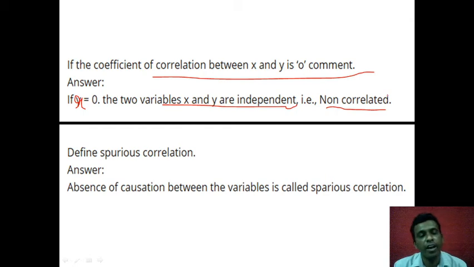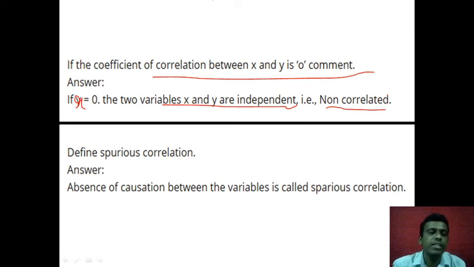If r is positive, both move in the same direction, that is if one increases, the other will also increase, and if one decreases, the other will also decrease. If the value of r is negative, then if one increases, the other will decrease. So this is the difference between positive correlation, negative correlation, and no correlation, that is independence. So this is a case of independence. Both the variables x and y are not correlated at all.